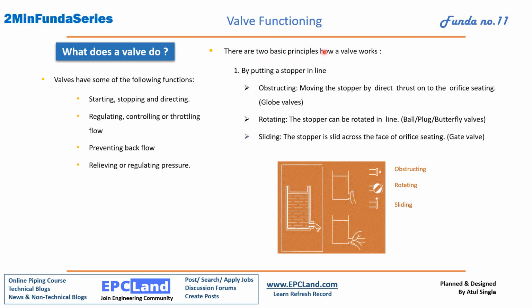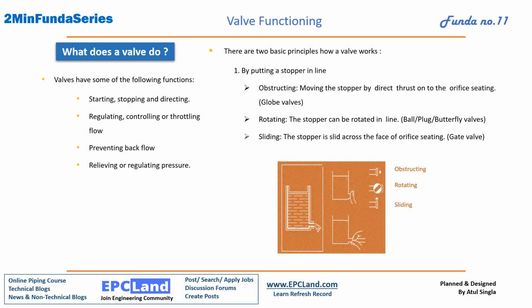There are two basic principles based on which a valve works: by putting a stopper in a line. If we put a stopper in a line, it will obstruct the flow. It can affect the rotating impact and a sliding function. So obstructing means moving the stopper by direct thrust on the orifice seating. If we stop the flow, it is flowing like this, and we obstruct the flow, then it will stop.